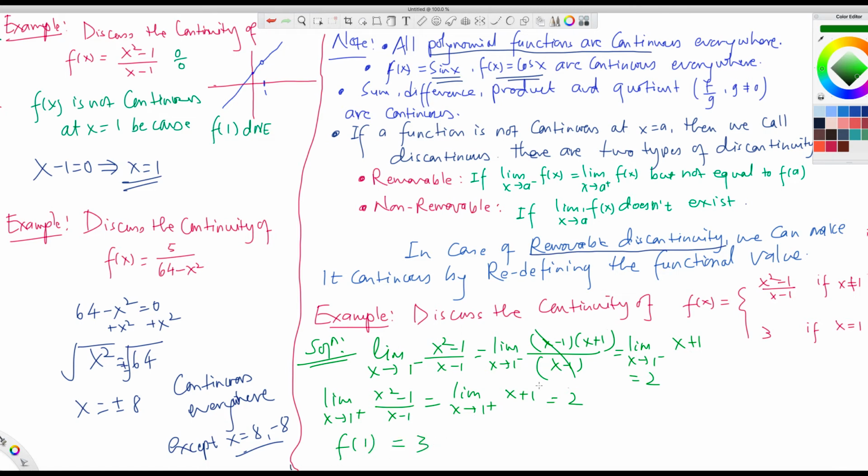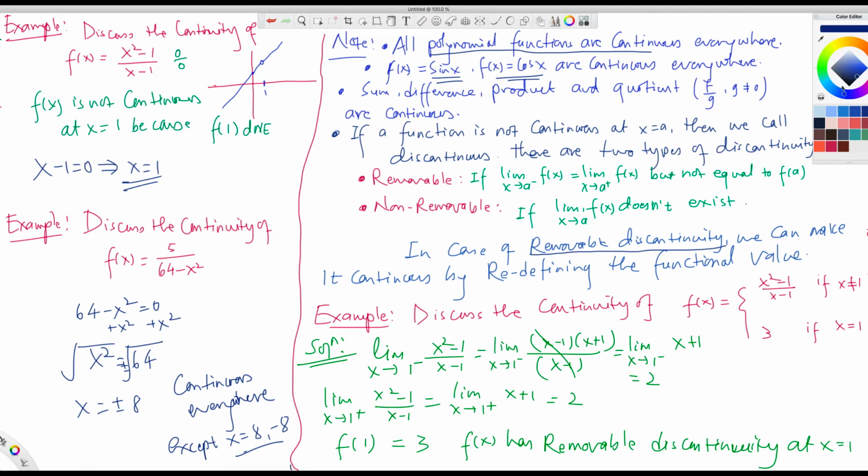So the limit exists. The left limit and the right limit are equal. They exist. The limit exists. But the functional value is not equal to the limit. So f(x) has a removable discontinuity at x equals 1.